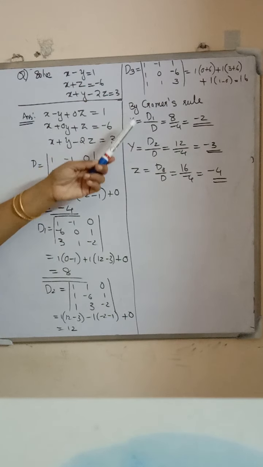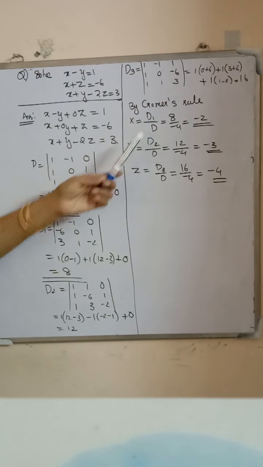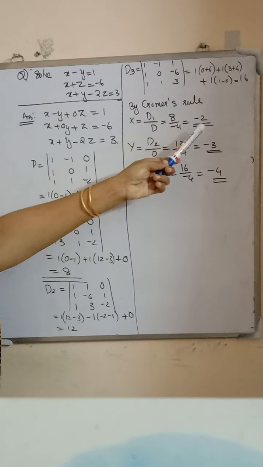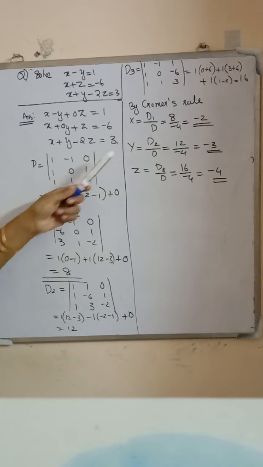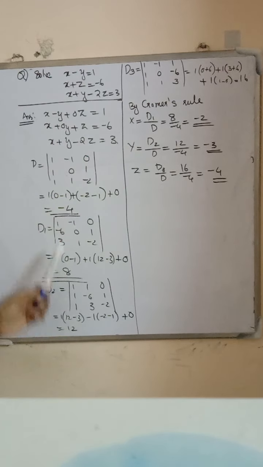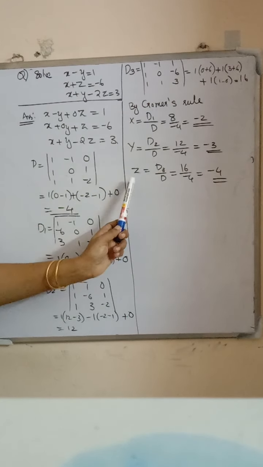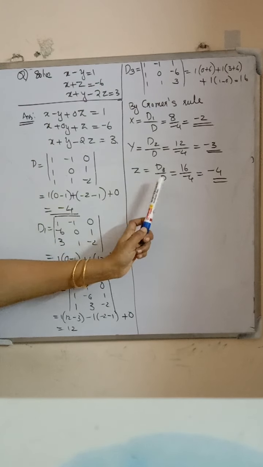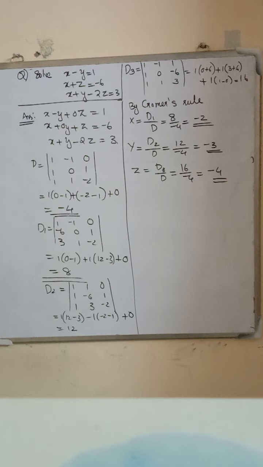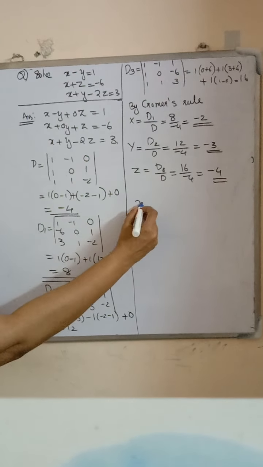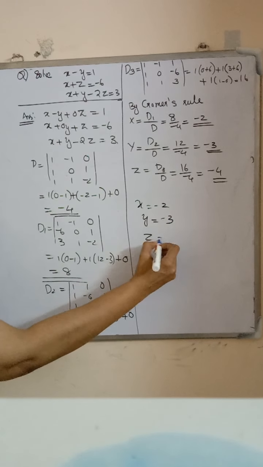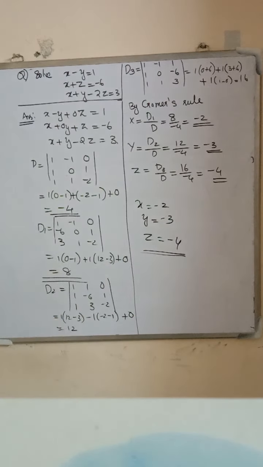By Cramer's rule, the variable x is equal to d1 by d. So d1 is 8 and d is minus 4. 8 by minus 4 is minus 2. And y is equal to d2 by d, that is 12 by minus 4, that is minus 3. z is equal to d3 by d, that is 16 by minus 4 equal to minus 4. So the solution is x is equal to minus 2, y is equal to minus 3 and z is equal to minus 4.